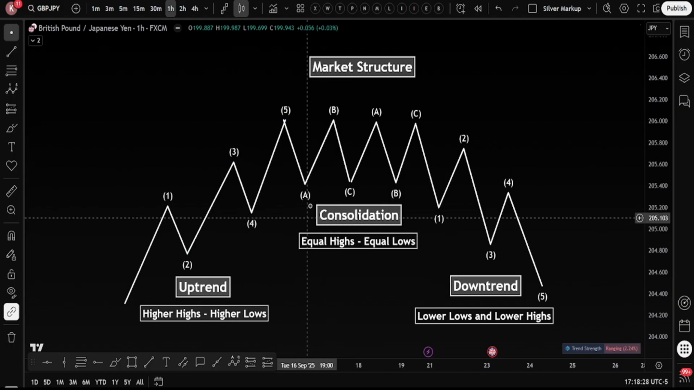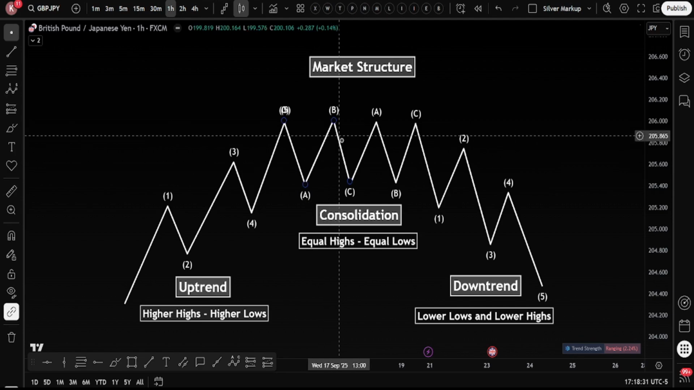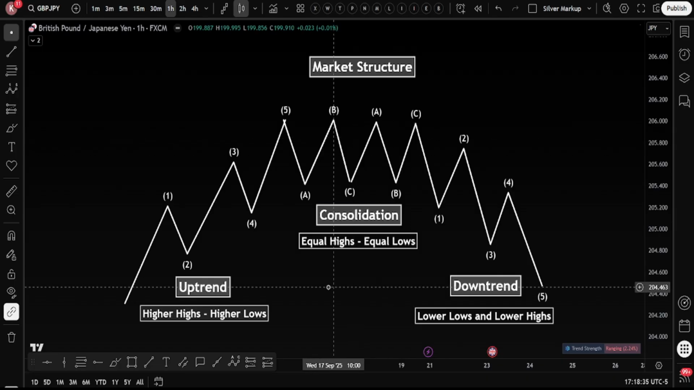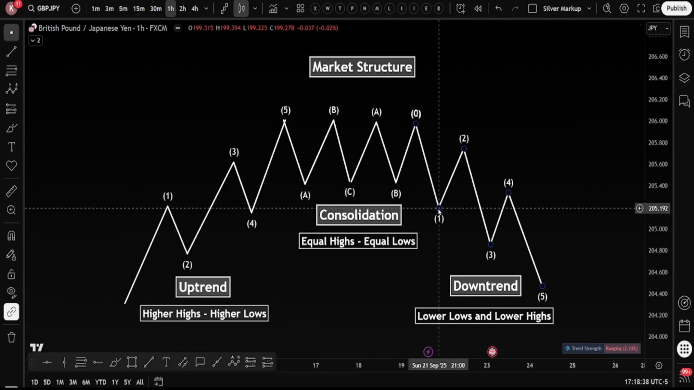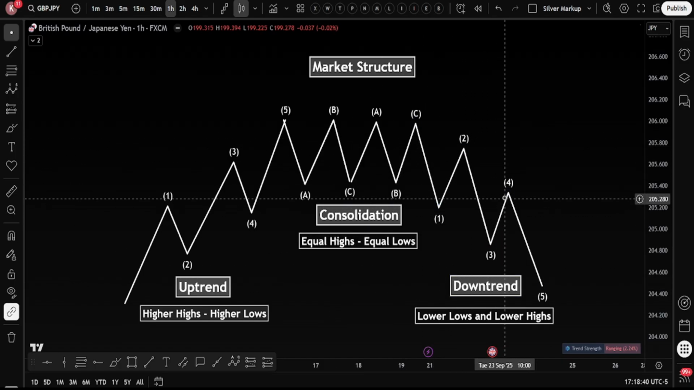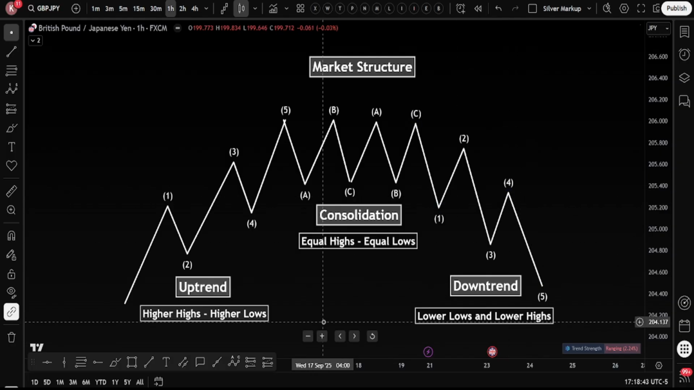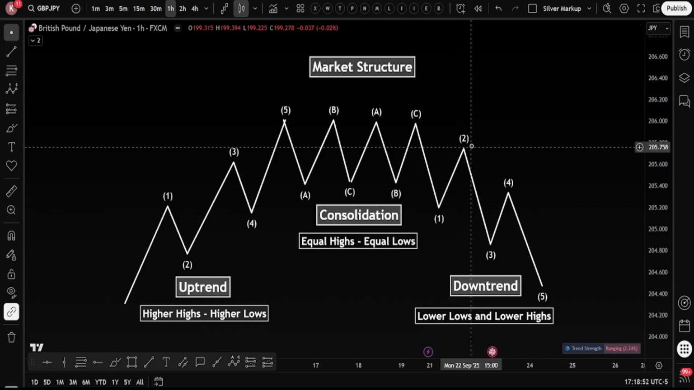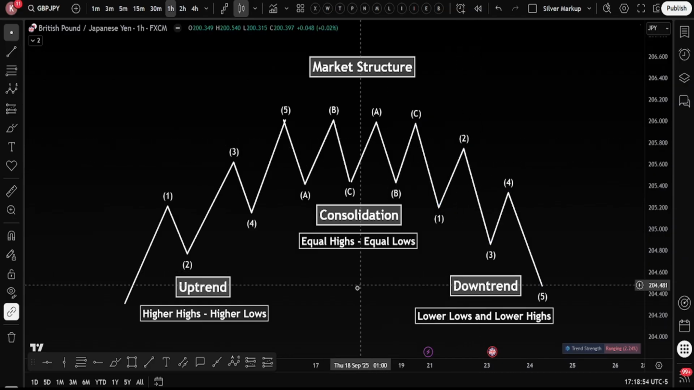In consolidation, you'll see the market make equal highs and equal lows until it breaks out of that consolidation. And in a downtrend, you see the market make lower lows and lower highs. Now, for people who are looking to trade with the trend in a long market structure, the idea is that you want to buy at the higher low points and sell at the lower high points. That's what you're looking for when it comes to market structure.